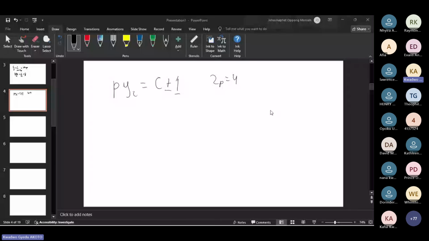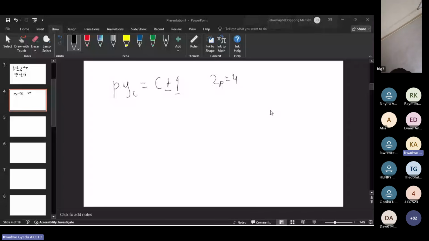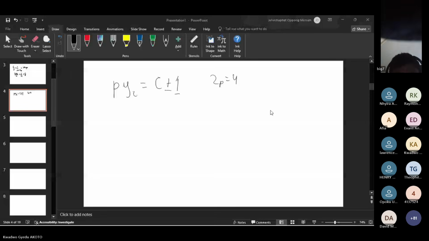So, where was I? So what I was saying was that for a simple wave winding, this relation must be obeyed. If our number of pole pairs is 2, then 2YC is equal to C plus or minus 1. So for this to be a simple wave winding, all we are trying to say is that C plus or minus 1 must be divisible by 2.